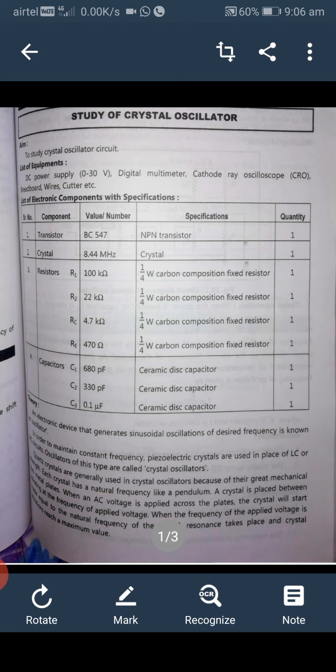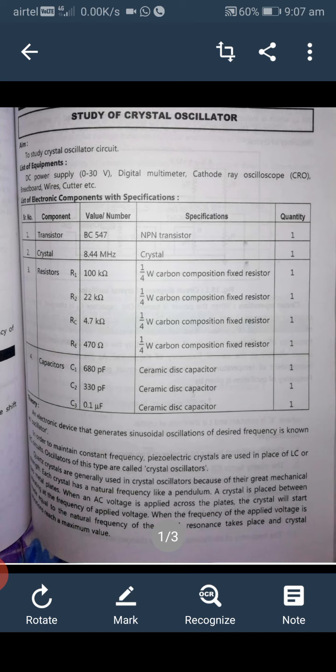Today we are going to discuss the study of crystal oscillator. Study of crystal oscillator. The aim of this experiment is to study the crystal oscillator circuit. The list of equipment required for this practical is a DC power supply 0 to 30 volt, digital multimeter, cathode ray oscilloscope (CRO), breadboard, wire cutter, etc.